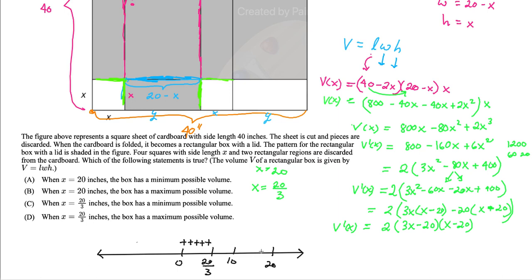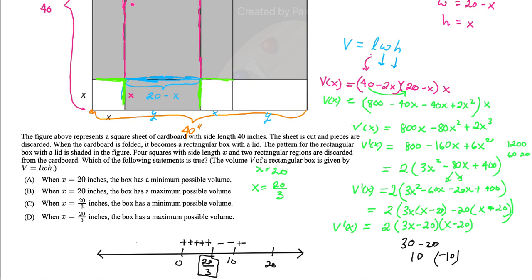So 10 is in between these two, right? 6 or 7, this is between 6 and 7. 20 over 3 is between 6 and 7. It's 6 and 2/3, right? Yeah, this is 6 and 2/3, this 20 over 3. So 10 is between that. So let's see, 10. It's 30 minus 20 is 10. And then 10 minus 20 is negative 10. So the whole thing is negative.